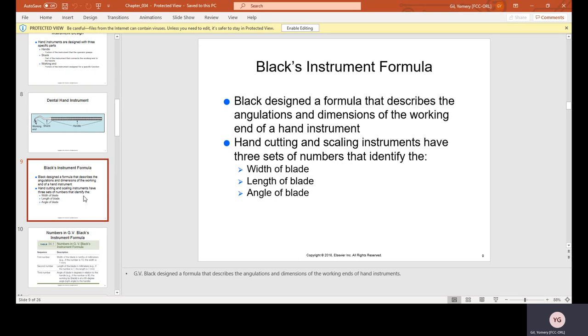And scaling instruments usually are used by the hygienists. So they'll have their instruments already coordinated, and they'll have specific color bands on them so that they know what instrument is what and what set it belongs to.